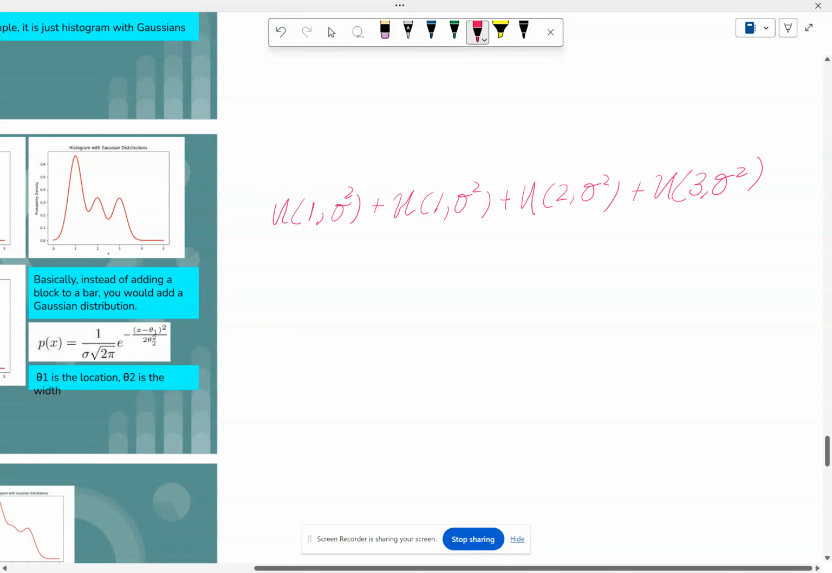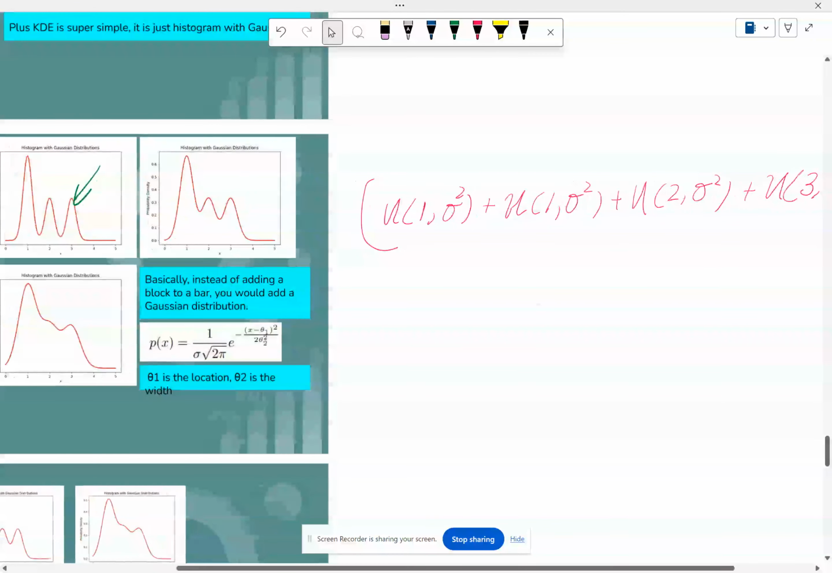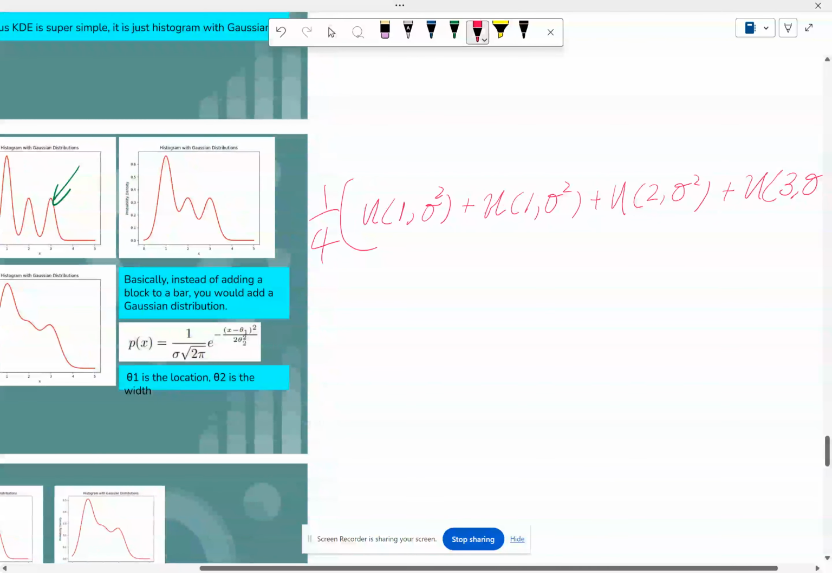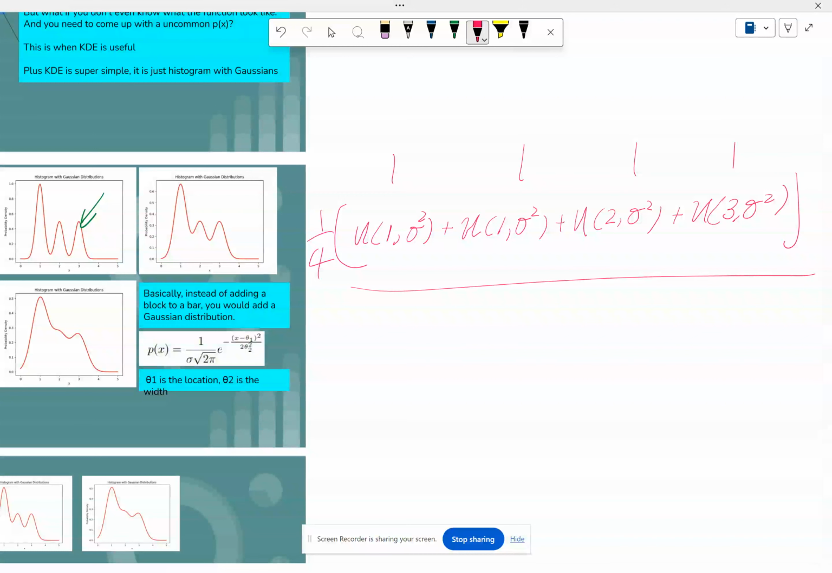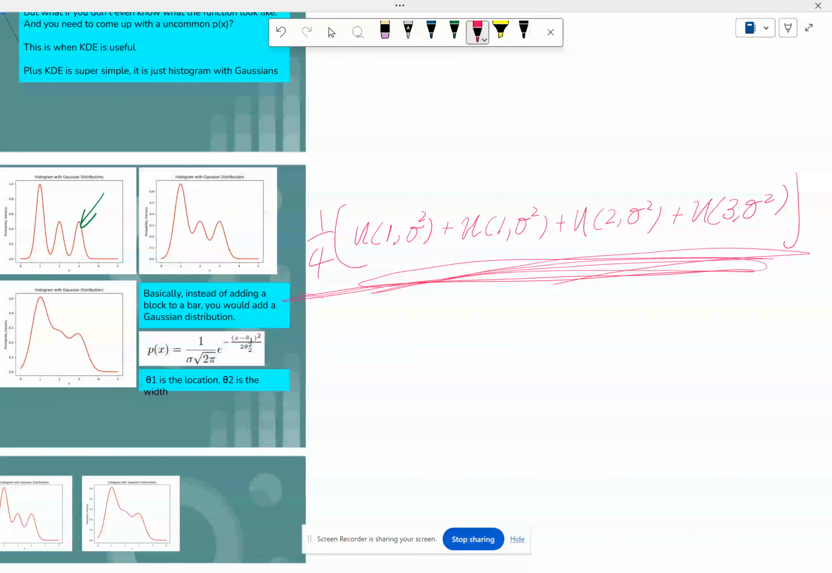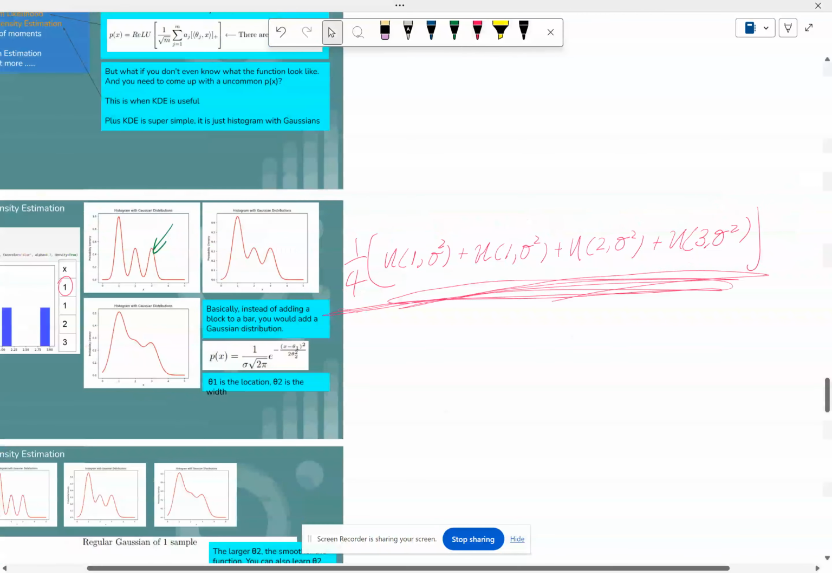Okay, and then because you have 4 distributions, you need to divide by 4 because the area of each is 1. So the area of this right now is 4, and you can't have the area be 4. It has to be 1. So you've got to normalize it back down. Okay? So you're averaging all these together. And there you have it. This right here is the KDE.